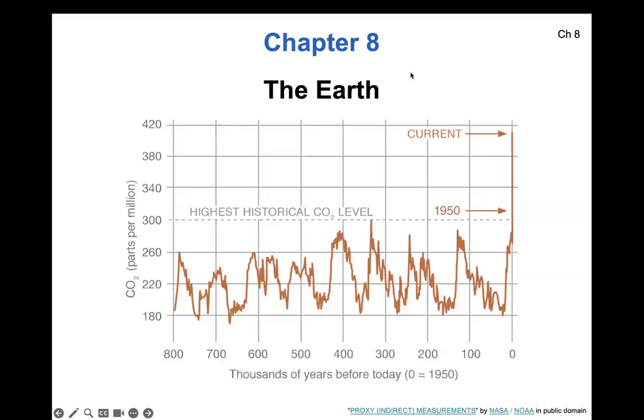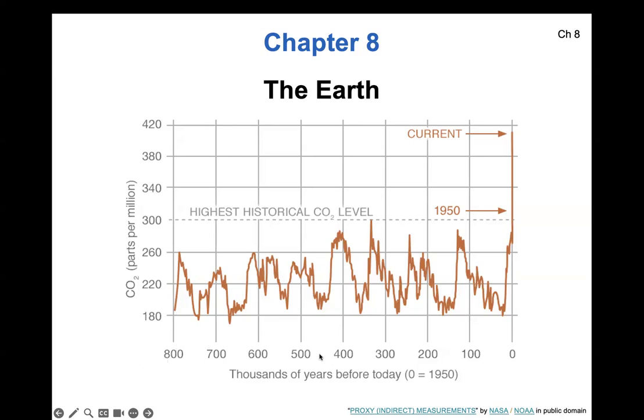Okay, so discussing chapter 8, our second chapter investigating the solar system and turning our attention from the solar system as a whole, which we did in chapter 7, to the planet Earth. The cover image here shows CO2 levels fluctuating over time, over thousands of years, in fact, hundreds of thousands of years, going back 800,000 years.